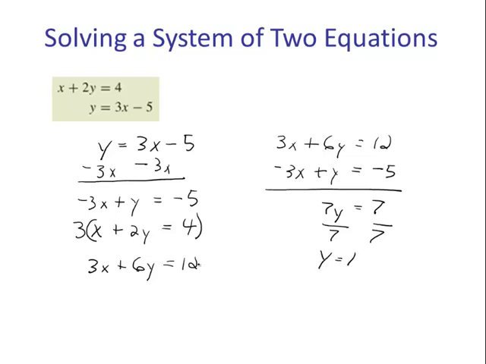To get x, we take one of the original equations. I'm going to take the first one, x plus 2y, and y is equal to 1. That equals 4. So we have x plus 2 equals 4, and subtracting 2 from both sides, we see that x is equal to 2. So the solution is 2, 1. This is the same answer as we got in problem 1.